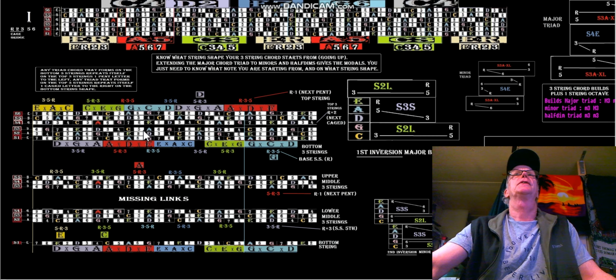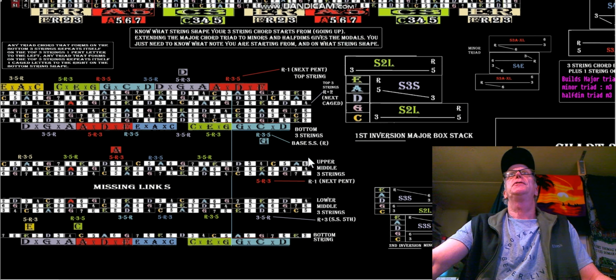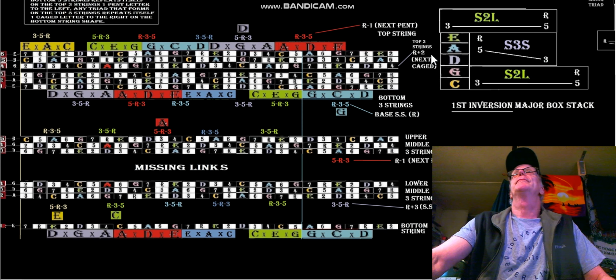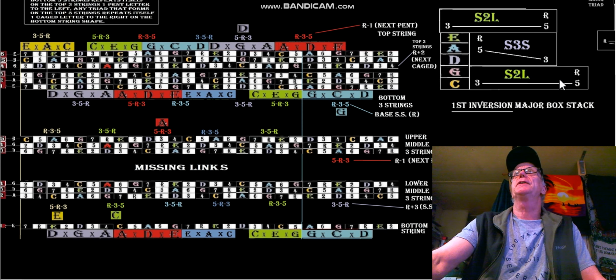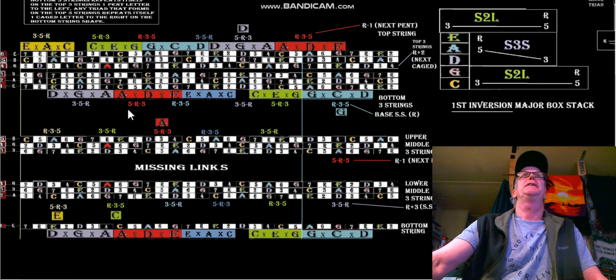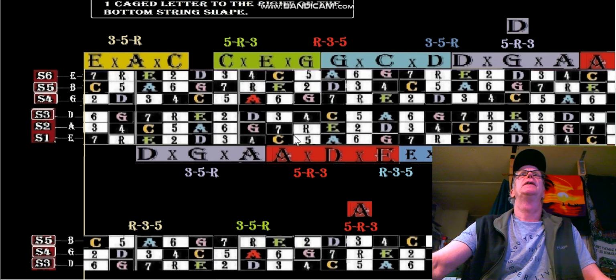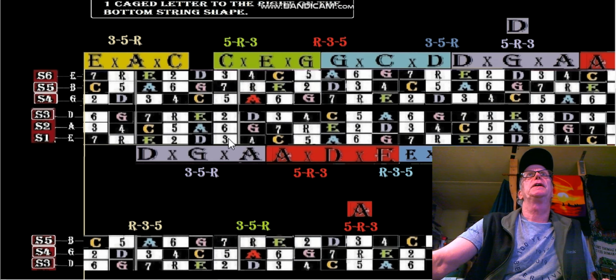Okay, so let's look at this. First thing I did to figure this out, I did our S2Ls, and here's how to make a triad. 5 root 3, there's an E-shaped triad. Root 3 5, that's a G-shaped triad. 5 root 3, 3 5 root. What is that? Is that a D-shaped triad? There's the D string shape. One would say yes. Here's D, bottom 2 strings, 3 5 root, first inversion, D box.